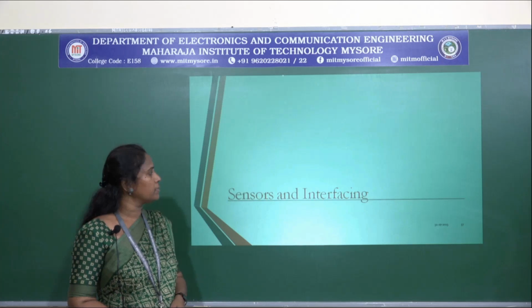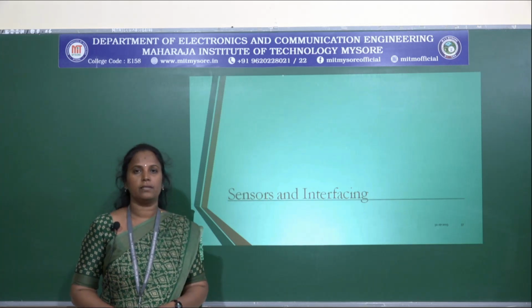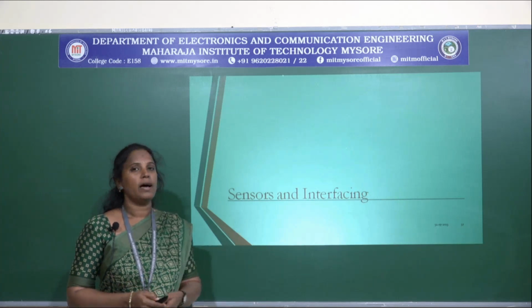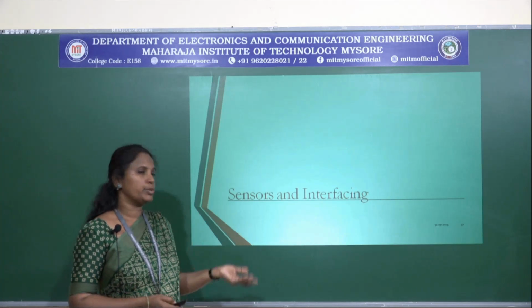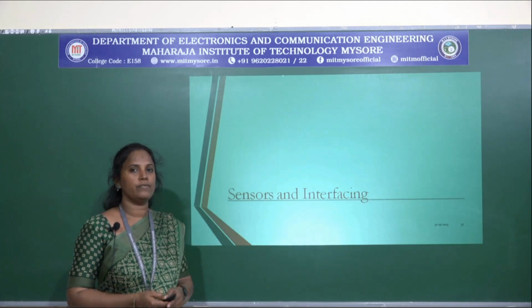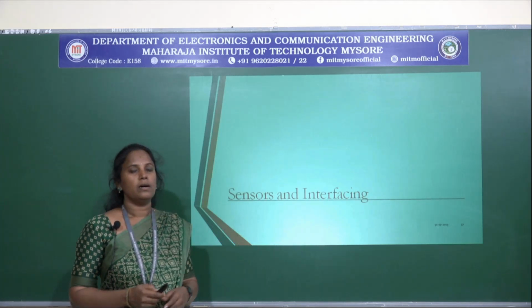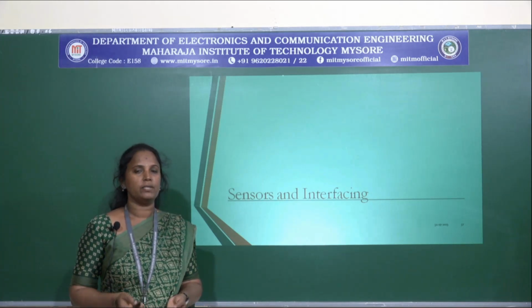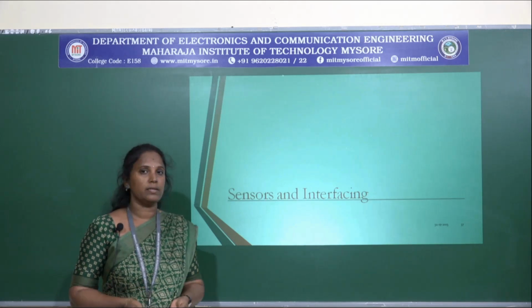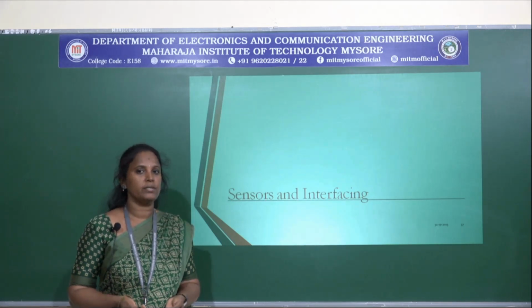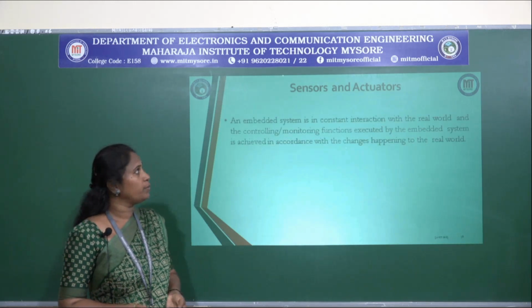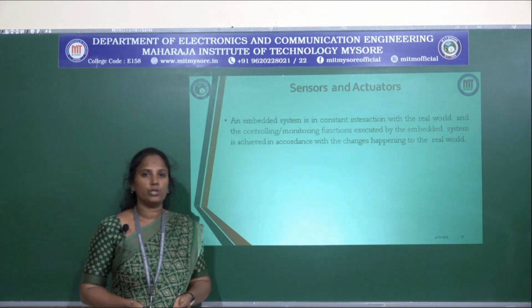The next topic is related to sensors and interfacing. That means we are going to study what a sensor is, what an actuator is, and how we are going to interface these to our application areas, like home automation as well as industry automation, etc. Before that, let us see what we mean by sensors as well as actuators.